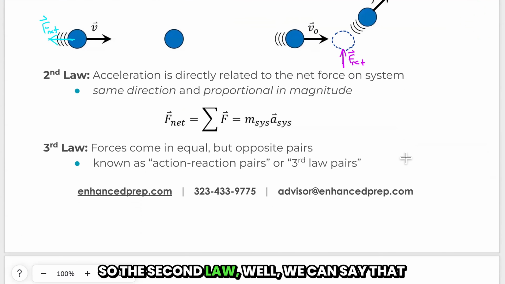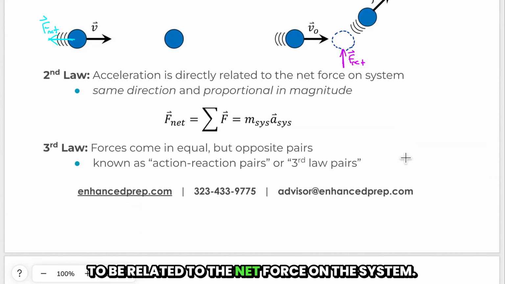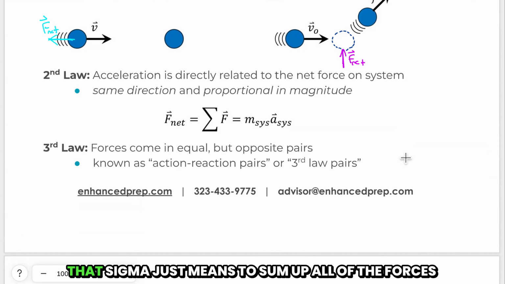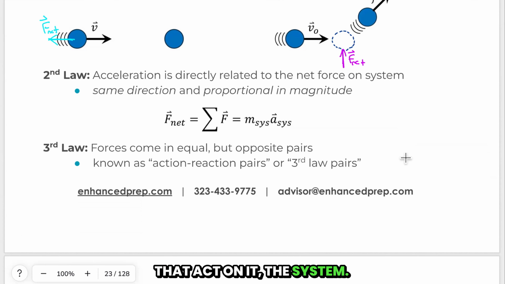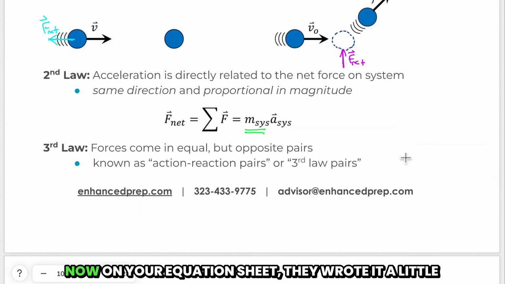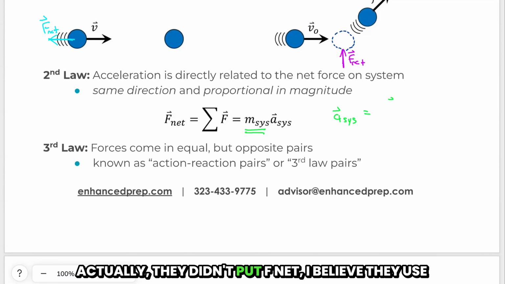So the second law, well, we can say that acceleration, because it's a change in velocity, has to be related to the net force on the system. So that gives us an equation that looks like this, that sigma just means to sum up all of the forces that act on the system, and then it's related to the mass times that acceleration. Okay. Now, on your equation sheet, they wrote it a little differently, but it's all the same thing. Actually, they didn't put F net.